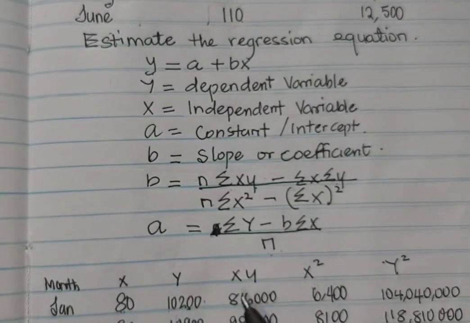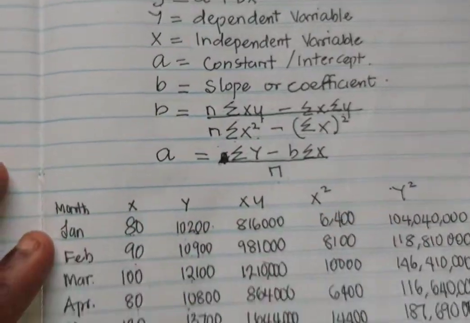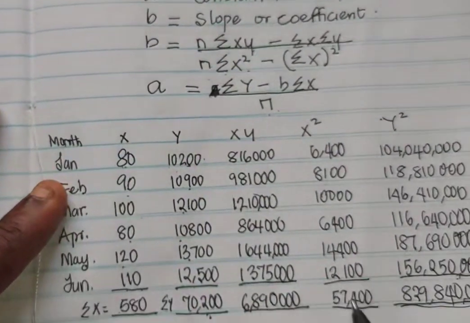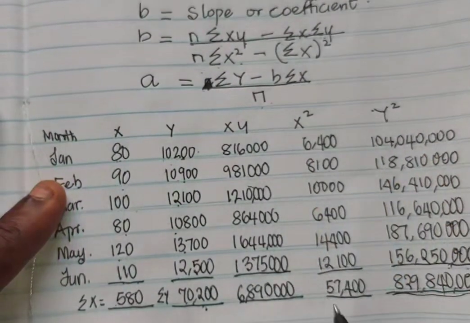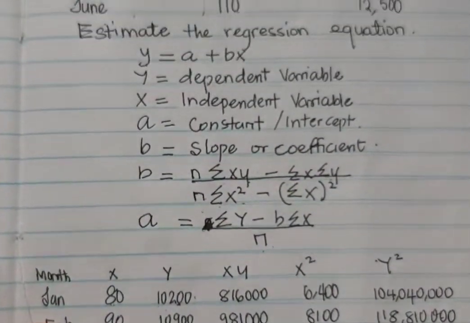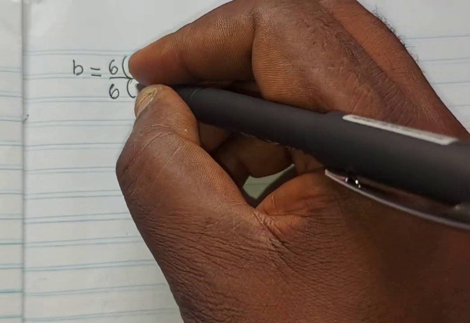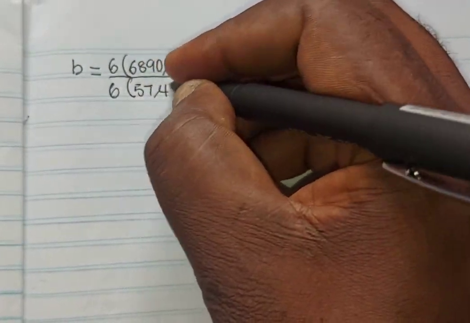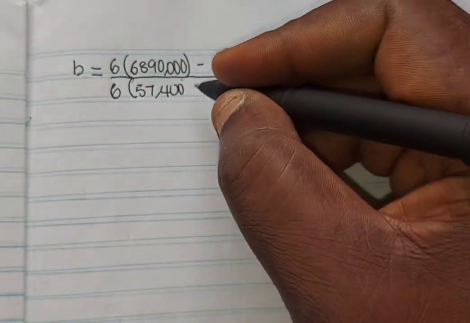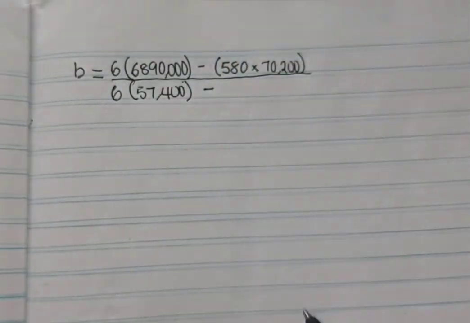All over, look at the formula again. Summation n, summation x squared. So what is summation x squared? This is summation x squared, 57,400. Our n, don't forget, is 6. Our n is 6. So what do you have? 6 in the bracket, 57,400. Then minus x squared.